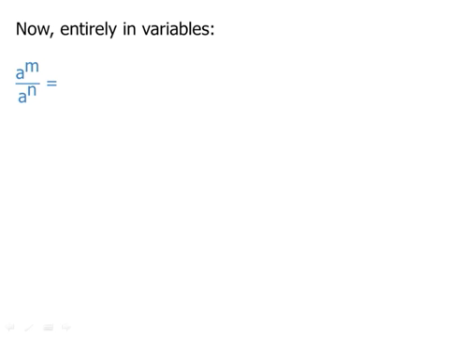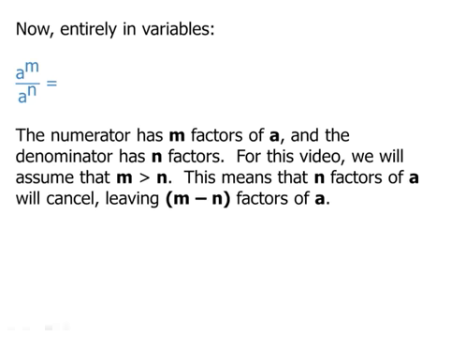Now we can do that entirely in variables. Think through it in variables. We have a to the m divided by a to the n. So this is a fraction. In the numerator, we have m factors of a. In the denominator, we have n factors.